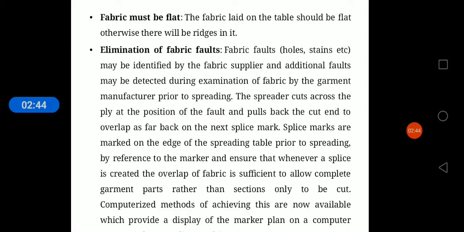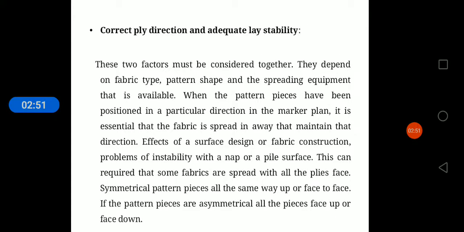Computerized methods of achieving these are now available, which provide a display of the marker plan on a computer. Correct ply direction and adequate lay stability. These two factors must be considered together. They depend on the fabric type, pattern shape, and the spreading equipment that is available. When the pattern pieces have been positioned in a particular direction in the marker plan, it is essential that the fabric is spread in a way that maintains that direction.